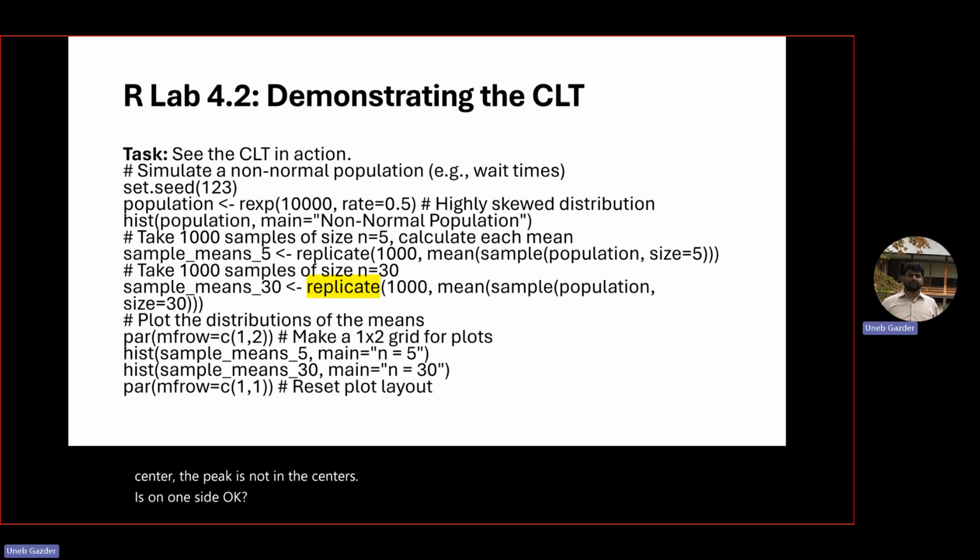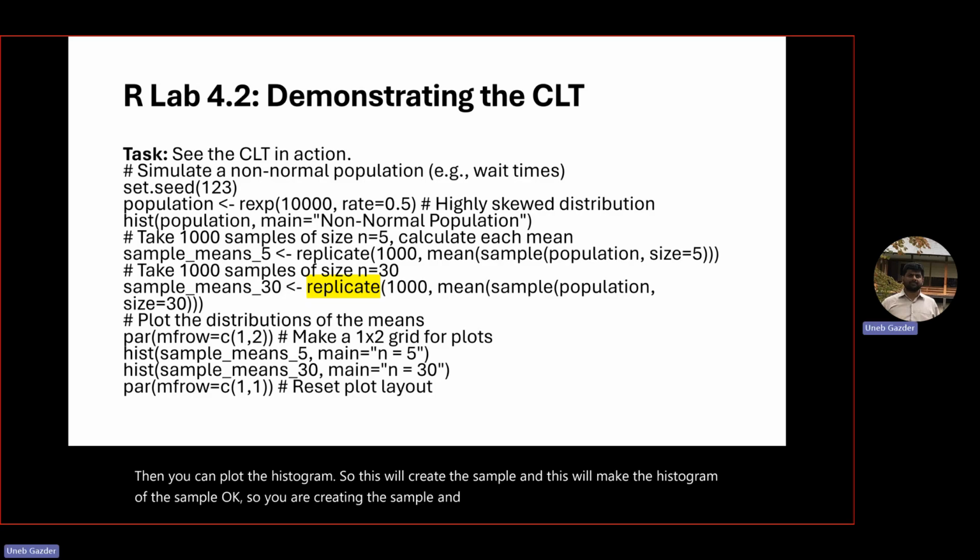Then you can plot the histogram. So this will create the sample, and this will make a histogram of the sample. You are creating the sample and storing it in the population. And this is the histogram of the population, and this is the chart pattern.